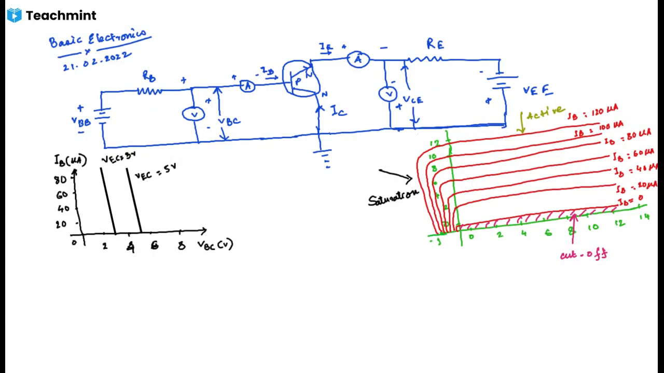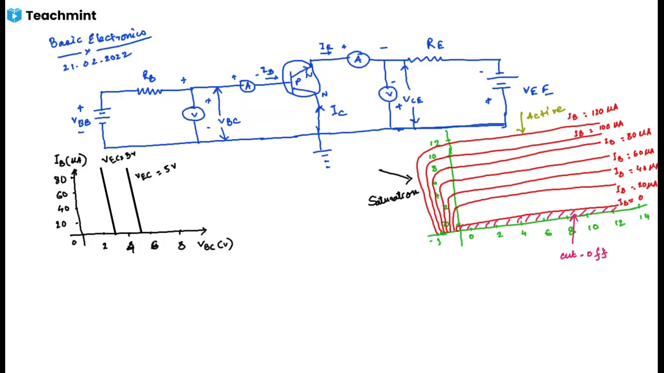In common collector configuration, if the input current or the base current is zero, then the output current or the emitter current is also zero. As a result, no current flows through the transistor. So the transistor will be in cutoff region. If the base current is slightly increased, then the output current or emitter current also increases. So the transistor falls in the active region. If the base current is heavily increased, then the current flowing through the transistor is also heavily increased. As a result, the transistor falls in the saturation region.